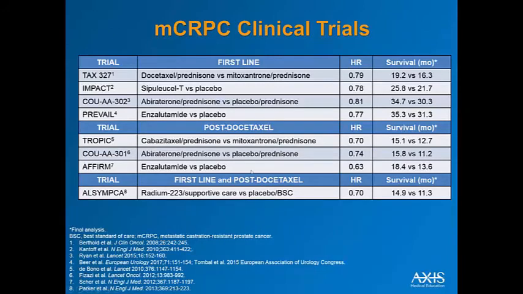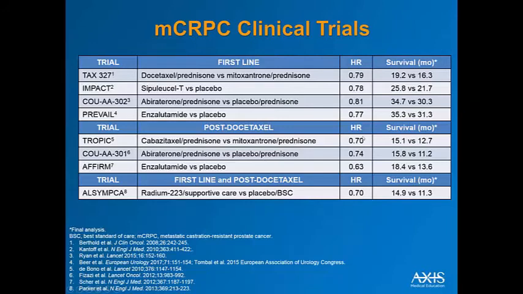Now, these are the critical trials that have been shown to prolong survival for metastatic castrate-resistant prostate cancer. And there's docetaxel, sipuleucel-T, abiraterone, enzalutamide. These are all in the first-line setting. Cabazitaxel, abiraterone, enzalutamide are in the post-docetaxel setting. And then the radium trial actually had a stratification for chemotherapy naive or post-docetaxel and was positive in both subsets.